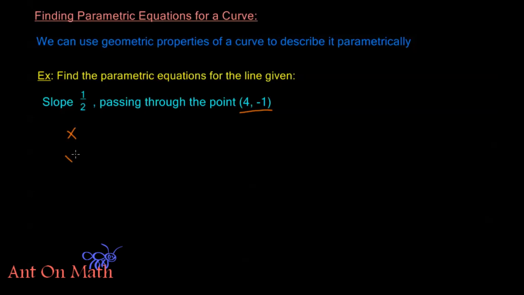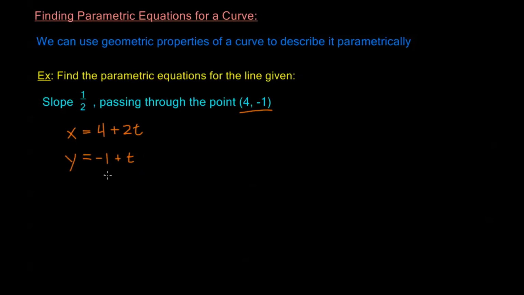So I want to set up my parametric equations. When t equals 0, I want it so that my x is 4 and my y is -1. Okay? Now I need to set up my t in a way such that when t increases by 1, x increases by 2 and y increases by 1. So I'm just going to set it up this way. I'm going to say that I'm adding 2t to x and t to y. So now every time t goes up by 1, x goes up by 2 and y goes up by 1.